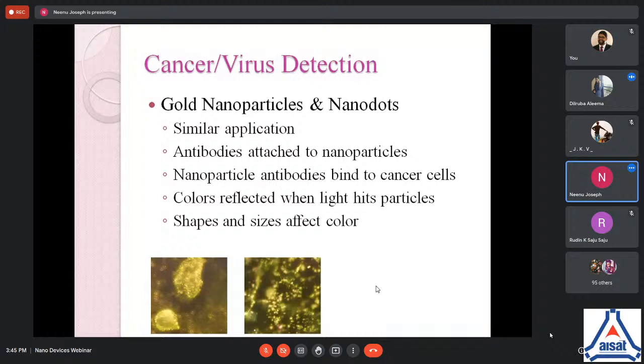Next, by using gold nanoparticles or nanodots. Similar application, antibodies are attached to the nanoparticle. Nanoparticle antibodies bind to the cancer cell. Colors are reflected when light hits the particle. Shape and size affect the color.